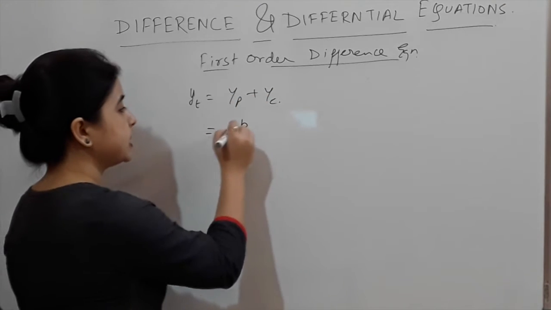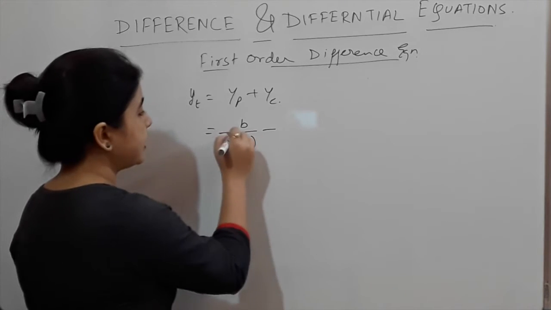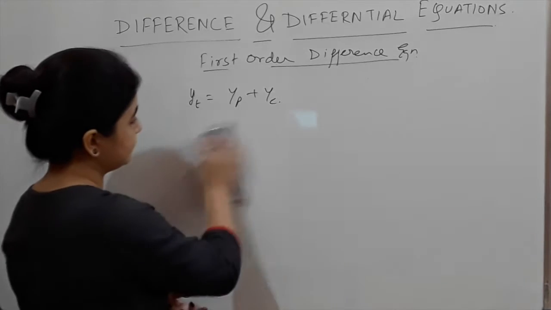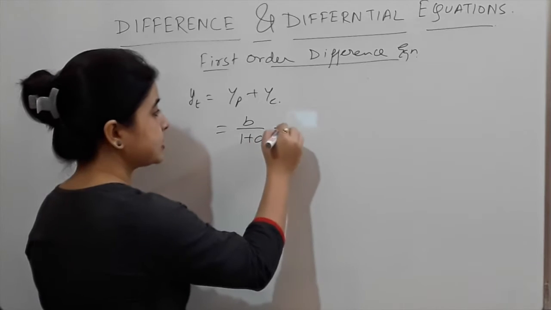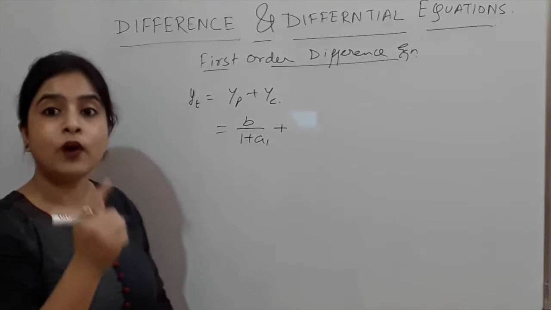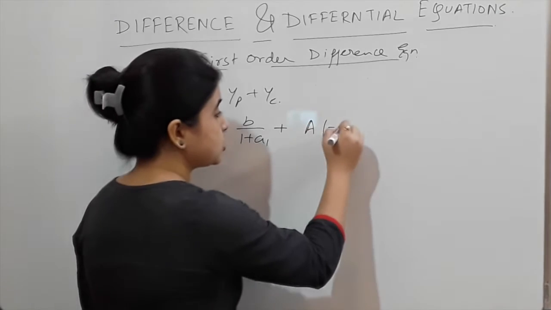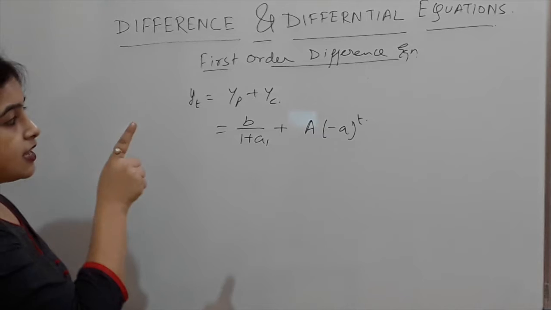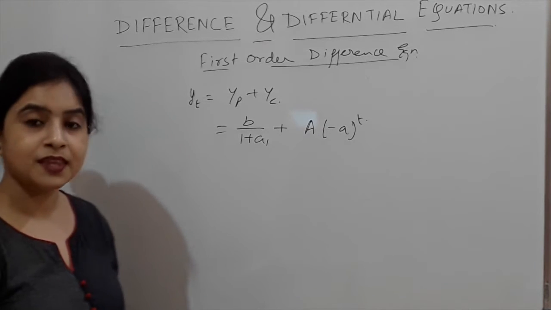The general solution is the summation of yp and yc. What is yp? yp is b divided by 1 plus a1, plus what is yc? That is the complementary function that we have just obtained, that is A times (minus a1) to the power of t.